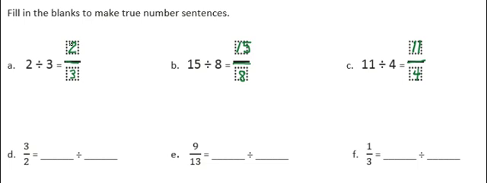Here I have the fraction 3 halves. I can read that as 3 divided by 2. And here's the division problem, 3 divided by 2. 9/13 could be read as 9 divided by 13. And 1/3 can be read as 1 divided by 3. So here's the connection between fractions and division.